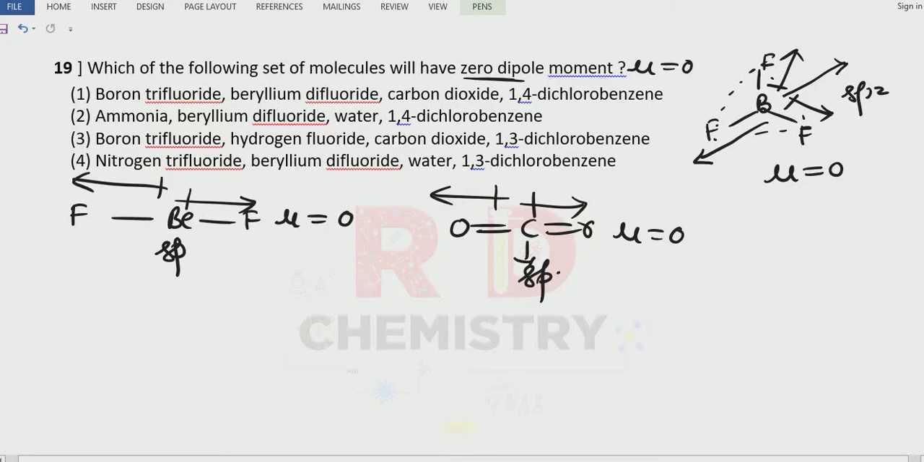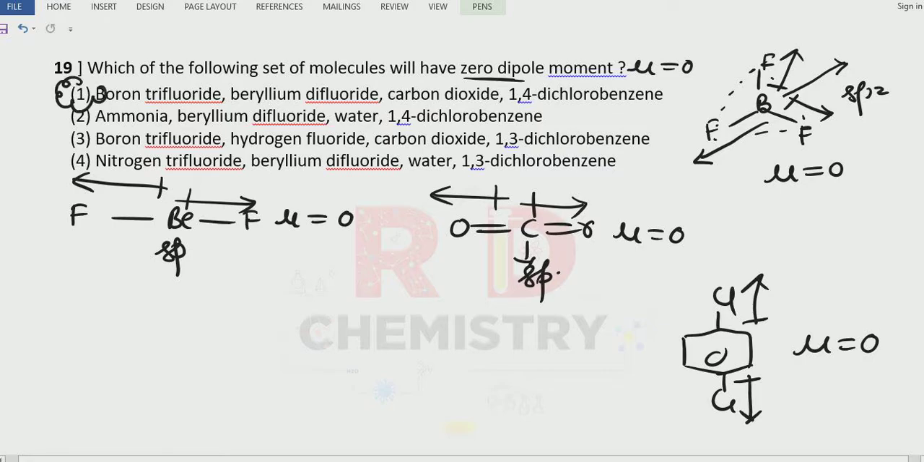Next one, 1,4-dichlorobenzene. So benzene, carbon number 1, carbon number 4. Chlorine is more electronegative. So dipole moments are in the opposite directions. Correct? Therefore mu is equal to 0. First one is the answer. Clear?